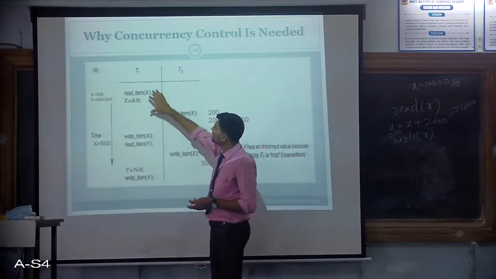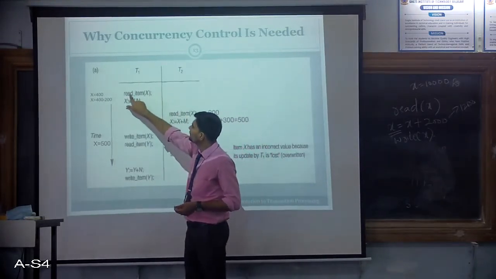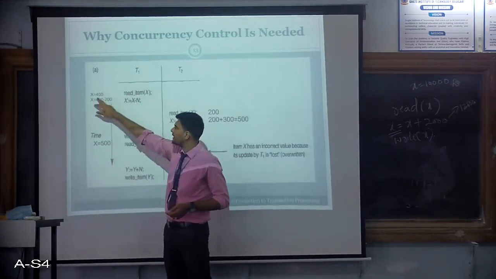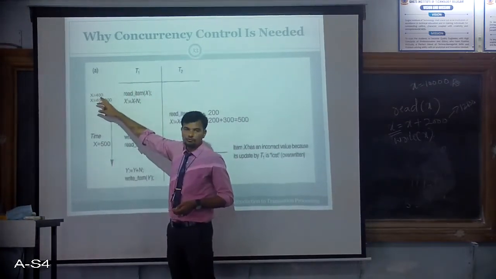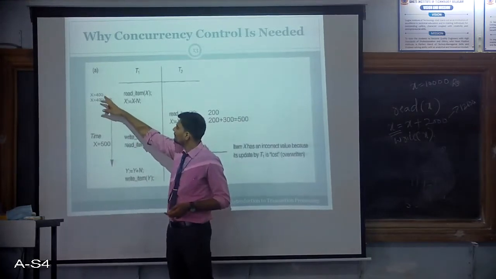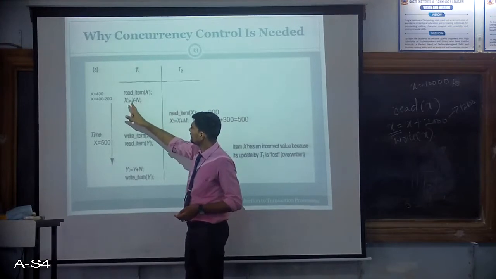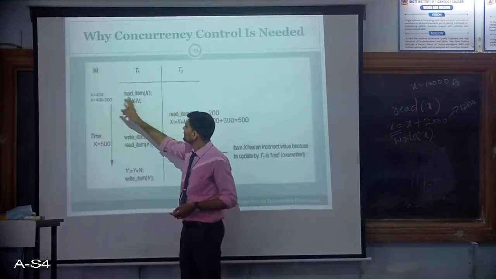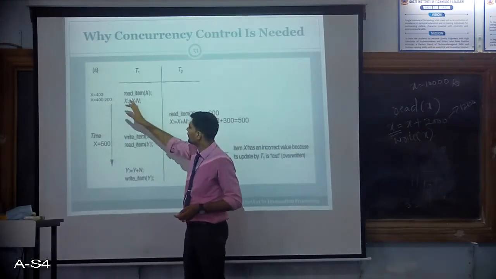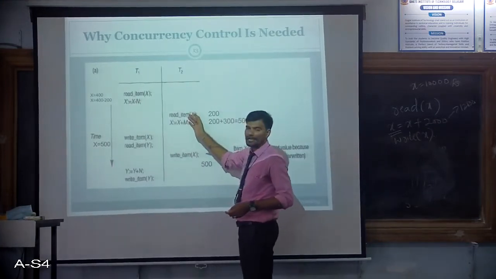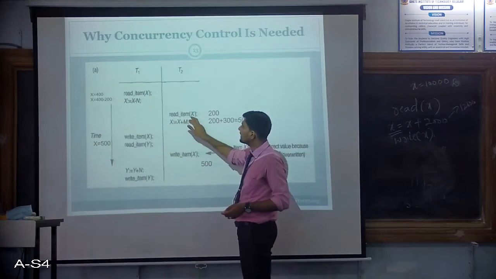So here we have a transaction T1. First it reads the item X, so X is assigned the value 400. After that, X equal to X minus n. Here the n value is 200, and the X value is 400, so 400 minus 200. After that, transaction T2 executes and reads the item X.